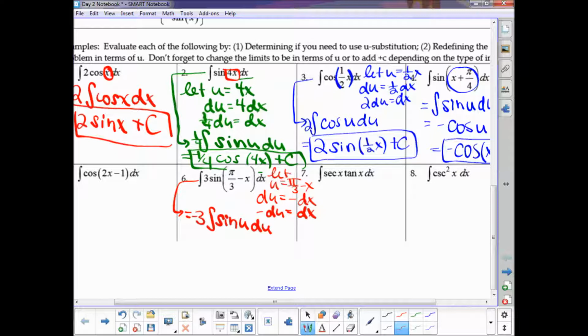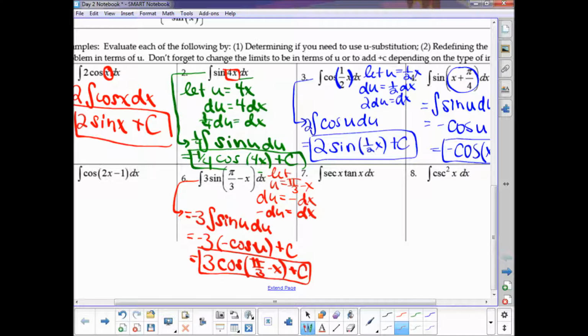Okay, so now let's just integrate. So negative 3. Antiderivative of sine u is negative cosine. Negative cosine of u plus c. So negative times negative is going to be a positive 3 cosine of pi over 3 minus x, plus c, and that's your answer. Questions with that one?